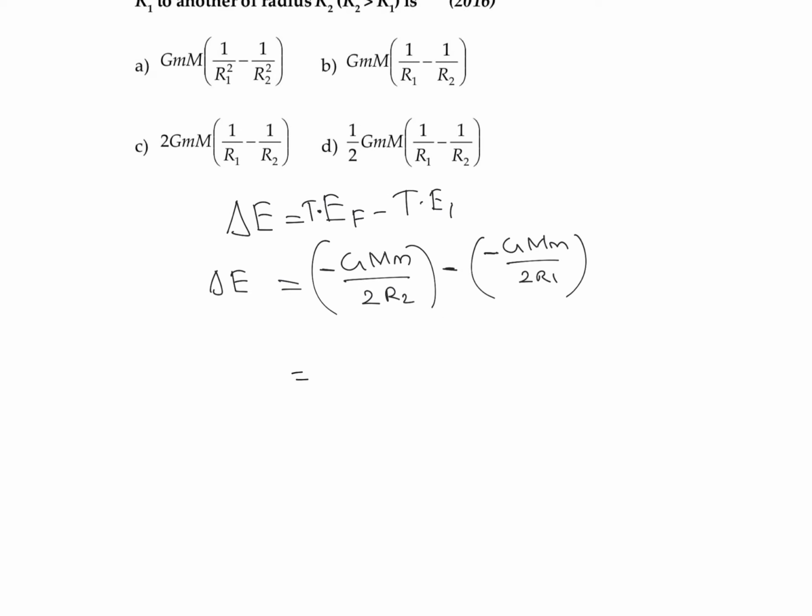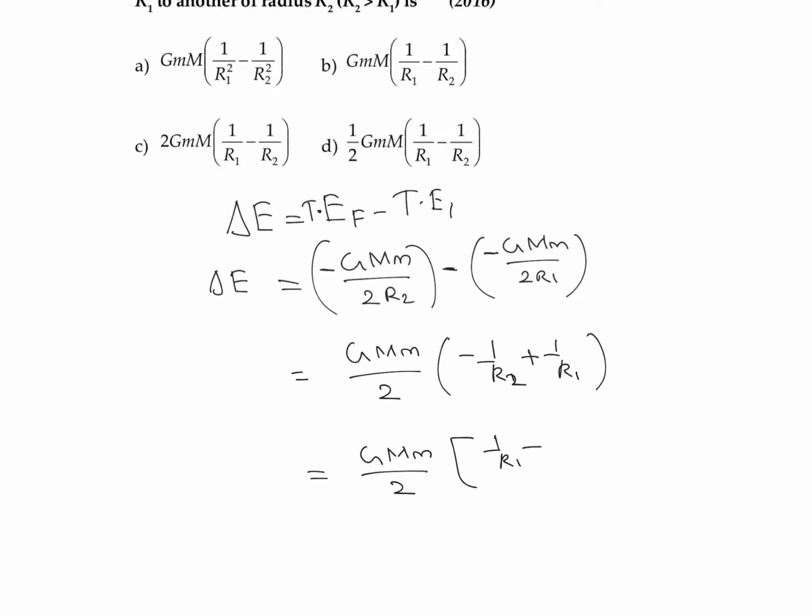If we take GMm divided by 2 as common, the remaining is minus 1 divided by r2, minus of minus becomes plus 1 divided by r1. So the difference in energy between these two orbits is GMm by 2 into (1 by r1 minus 1 by r2), and we need to supply this much amount of energy so that we can change its radius from r1 to r2.